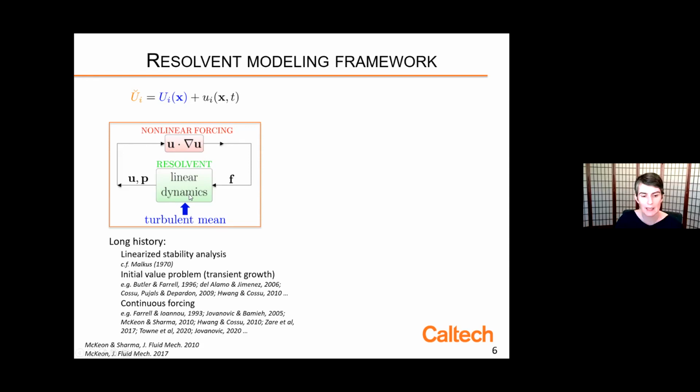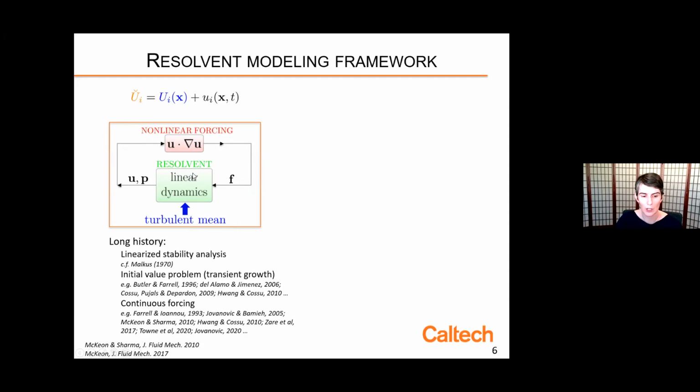And I could schematically represent them like this, and even conceptually represent them like this. I could think about the quadratic nonlinearity as providing a forcing to the linear dynamics in a way that this is a closed loop. And the thing to draw out here is that those linear dynamics need as an input the turbulent mean in this formulation.